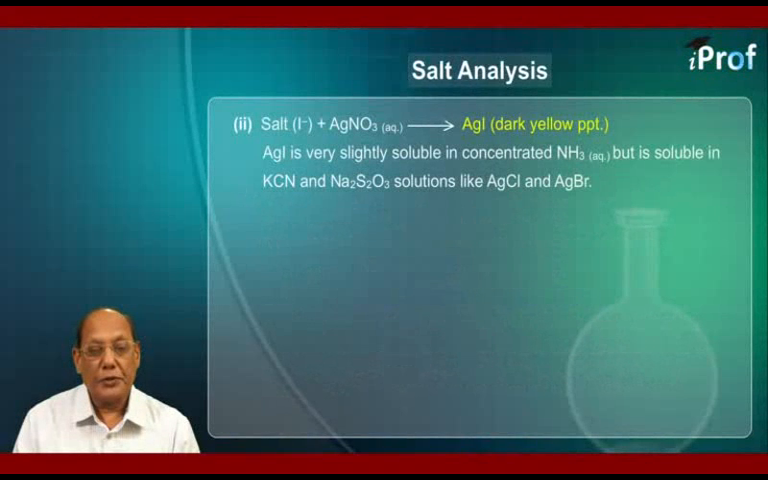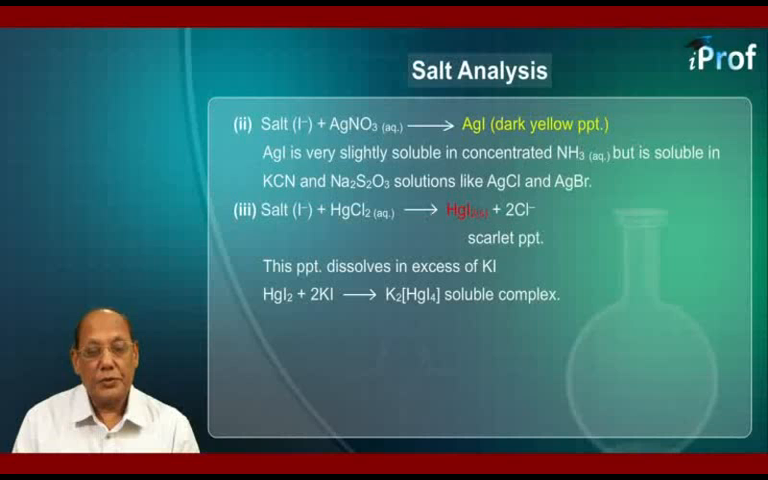Well, the second test is, take the salt containing I- and to that add silver nitrate aqueous. We get a dark yellow precipitate of silver iodide. Silver iodide, AgI, is very slightly soluble in concentrated aqueous ammonia, but is soluble in KCN and Na2S2O3 solutions, like AgCl and AgBr.